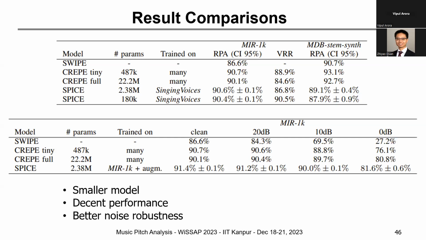And here they have other comparisons. Oh, this is a noisy condition, right? 20 dB SNR, 10 dB, 0 dB. So in 0 dB, you can see SPICE works better than the full model. The full model has 22 million parameters. SPICE has 2 million parameters. So this method has a smaller model. It has decent performance and it's better in noise, better noise robustness. That's the power of self-supervised learning.